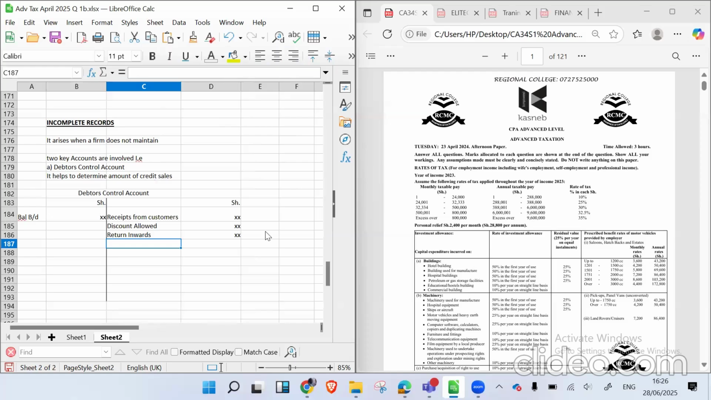We also have credit notes. Credit notes affect us when we sell. Credit notes are meant to correct an overpayment. Debit notes are meant to correct an underpayment. So they can have credit notes issued.